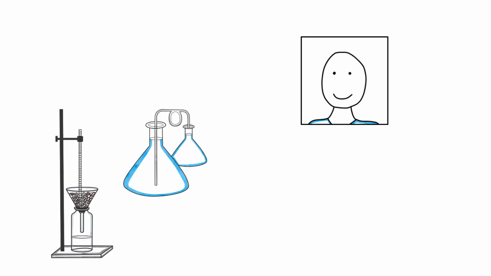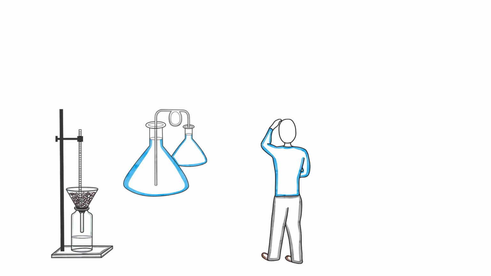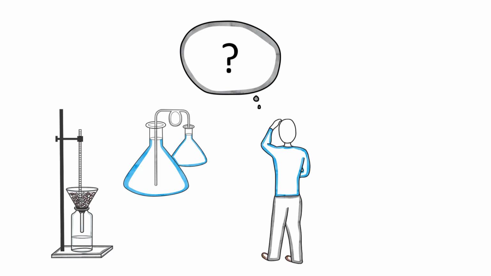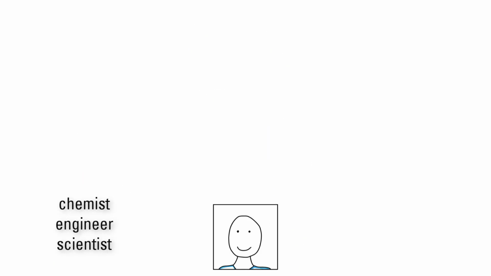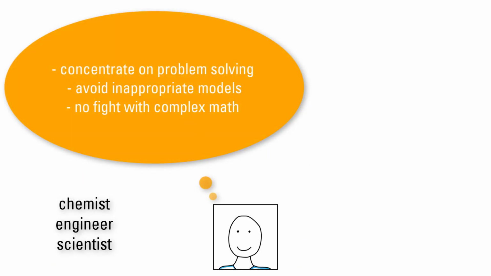This is Alex. Alex is in charge of the synthesis process in his company. However, the quality of the process decreased over the last year. As a chemist, engineer and scientist, Alex wants to focus on problem solving. He definitely doesn't want to struggle with complex math.